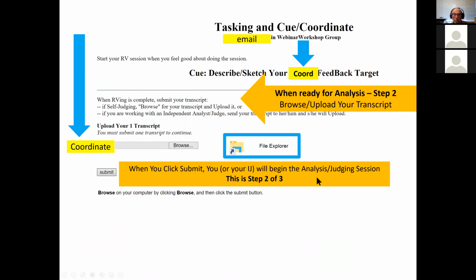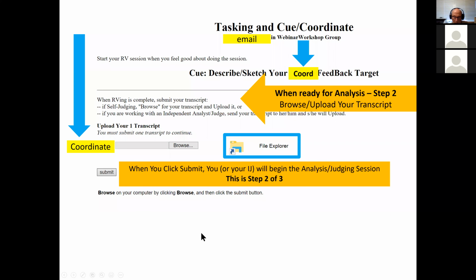Okay, so when you click submit, you're now in a position for either you or your IJ, your independent judge, to do analysis judging. If it's an independent judge, what you do is send him your transcript and let him do this step. So he'll upload it and click submit, because as soon as you click submit, whoever does that, the next thing that happens is you see the two possible photos.